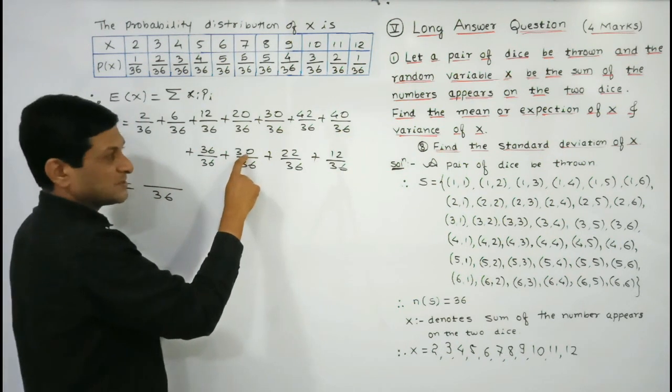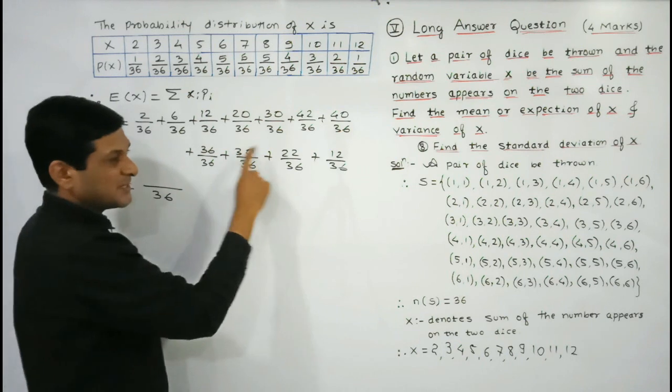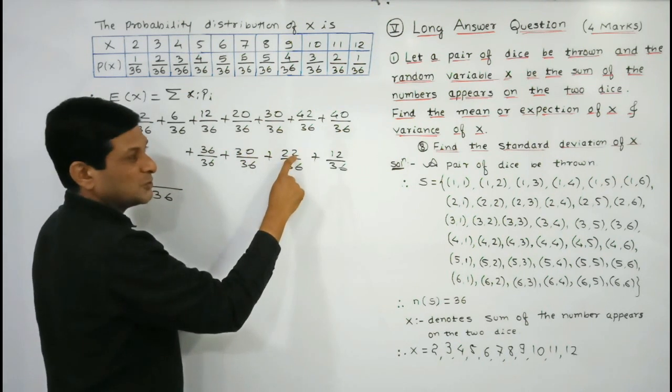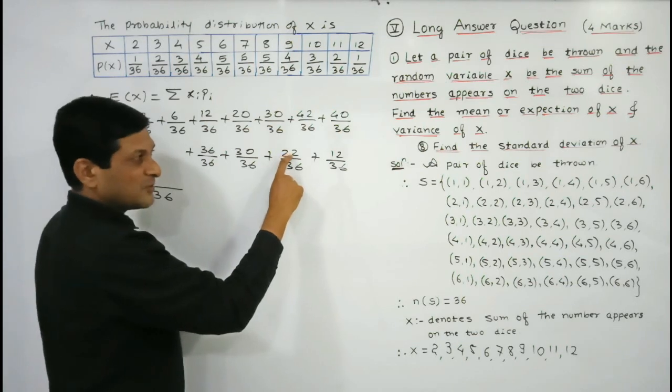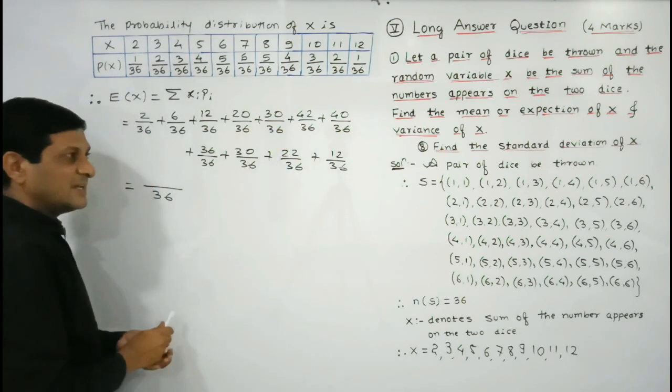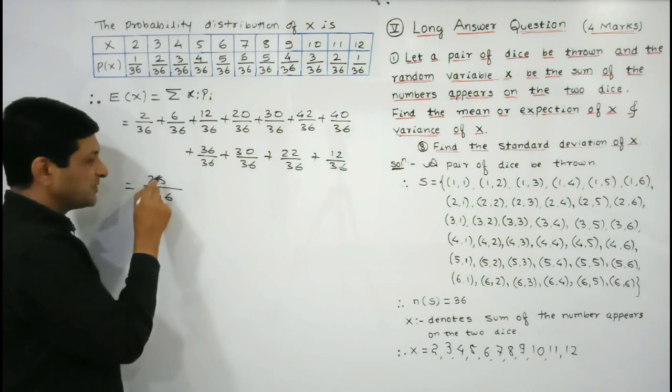188 plus 30 will be 218. 218 plus 22 will be 240. 240 plus 12 will be equal to 252.